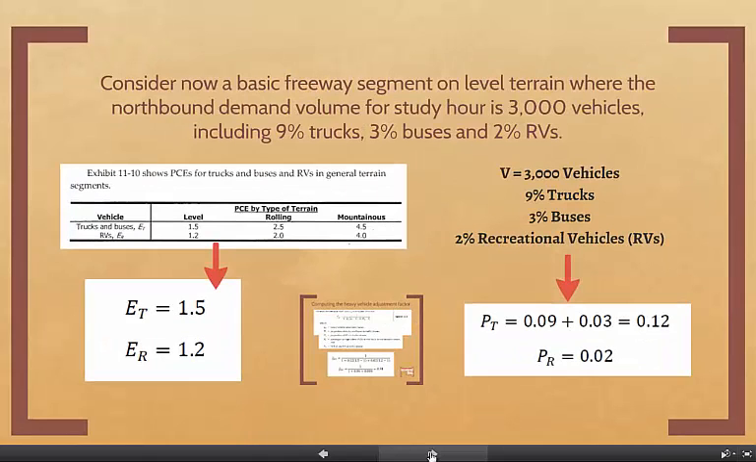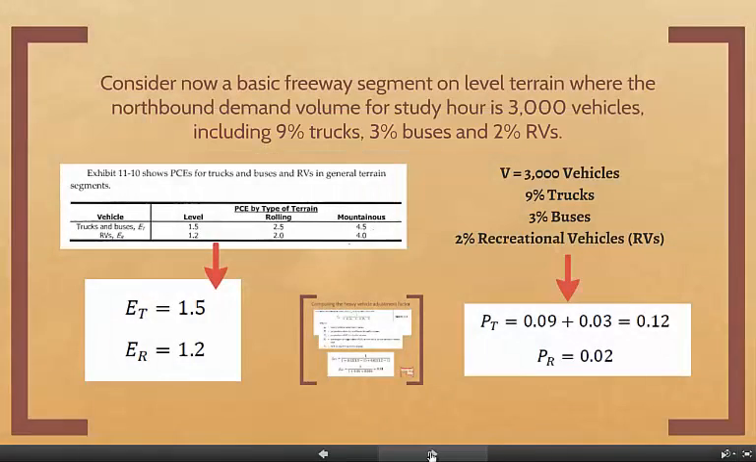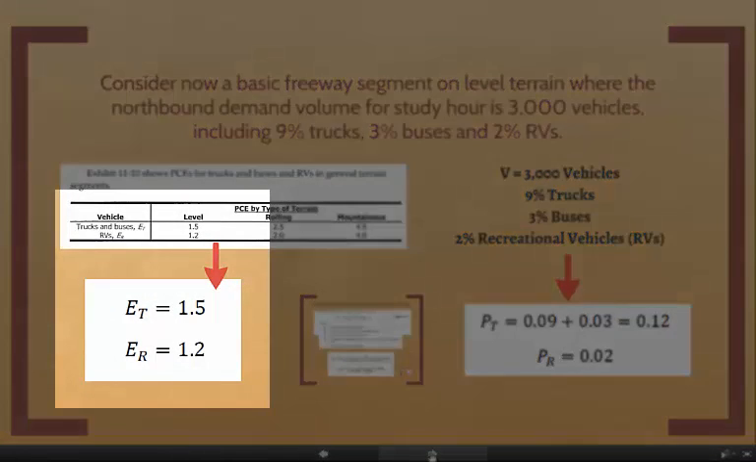Consider now a basic freeway segment on level terrain where the northbound demand volume for the study hour is 3,000 vehicles and includes 9% trucks, 3% buses, and 2% RVs. Given the level terrain, we would find E sub t equal to 1.5 for trucks and buses, and we would find E sub r equal to 1.2 for RVs.